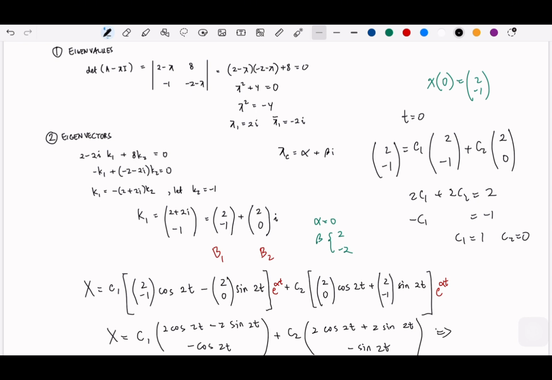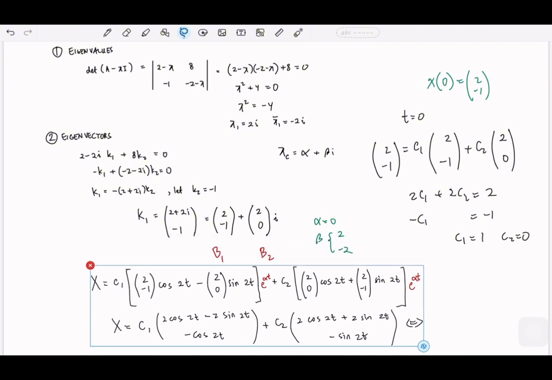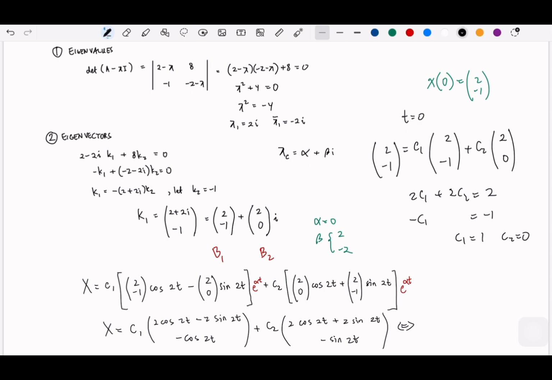So this will be equal to, let me make it a little bit smaller. So this will be x, 2 cosine 2t minus 2 sine 2t. This is negative cosine 2t. Okay, that's the solutions.